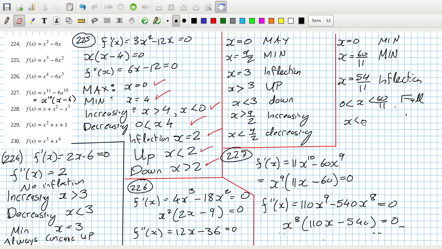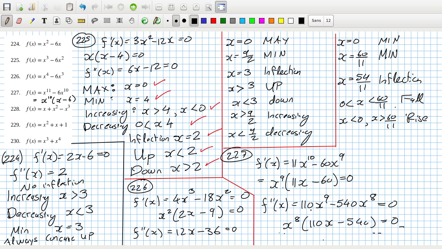Okay. More than 0, so that's a positive, but less than 60 over 11, so that's a negative, so the total will be negative. So then it must be when x is less than 0, negative, negative is a positive, or when x is more than 60 over 11, that means it's rising.